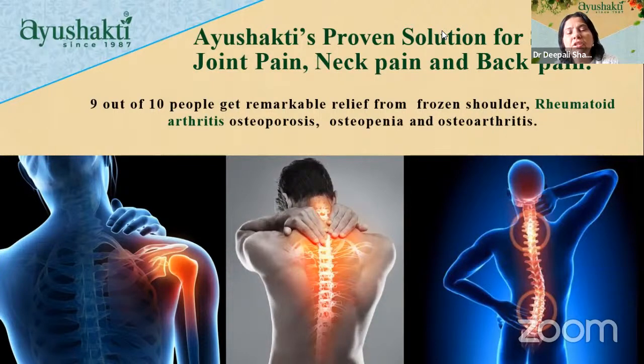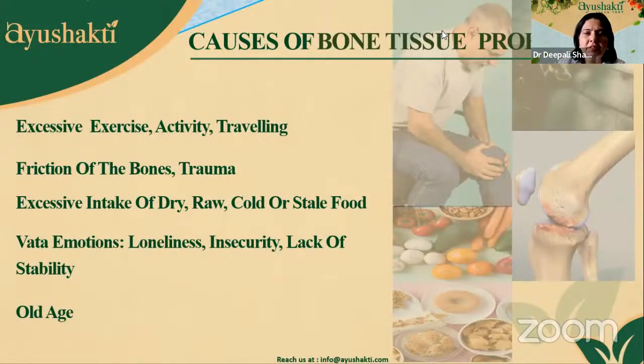because there is lack of nutrition, a lot of stress, and work patterns. I've seen a lot of IT people having neck stiffness, pain, carpal tunnel syndrome. It is all a painful situation. They say my joints are becoming noisy. So 9 out of 10 people get remarkable relief from frozen shoulder, rheumatoid arthritis, osteoporosis, osteoarthritis with the proven solution of Ayush Shakti, by making lots of changes in diet, lifestyle, some home remedies, proven herbs, and a detox process.